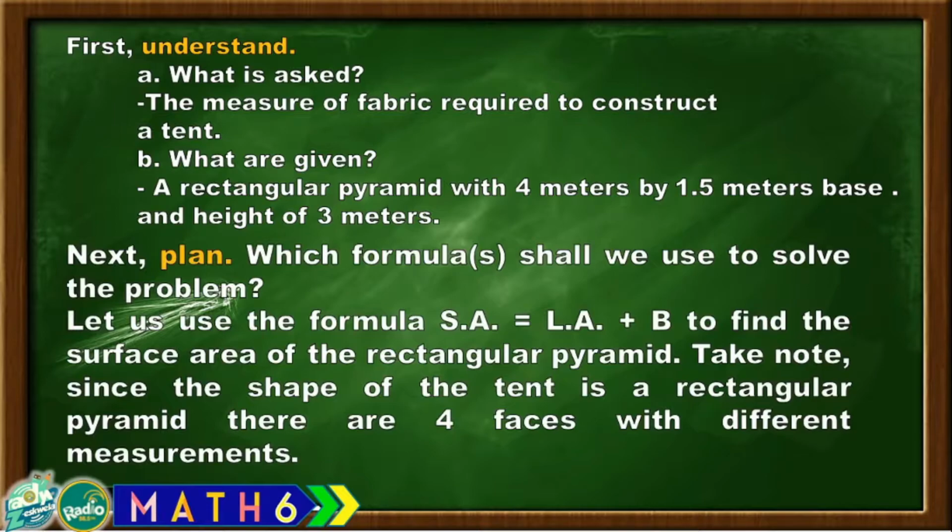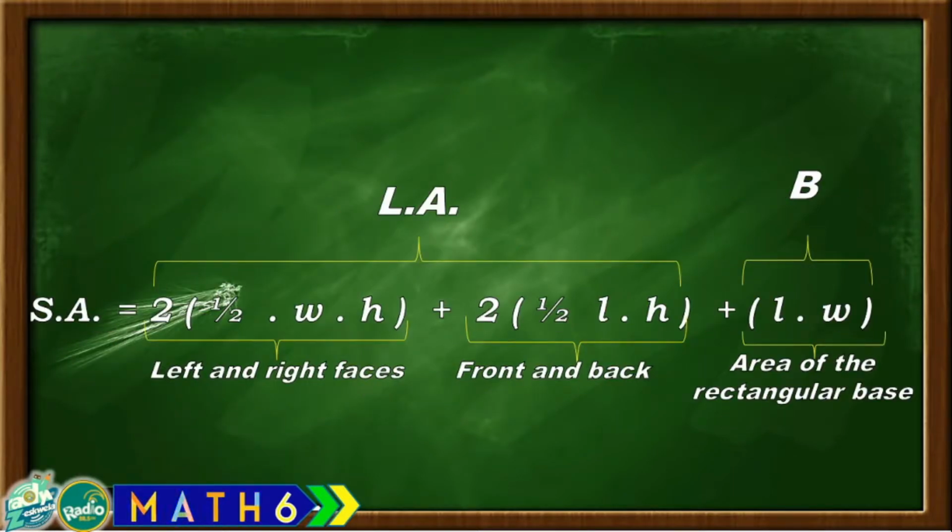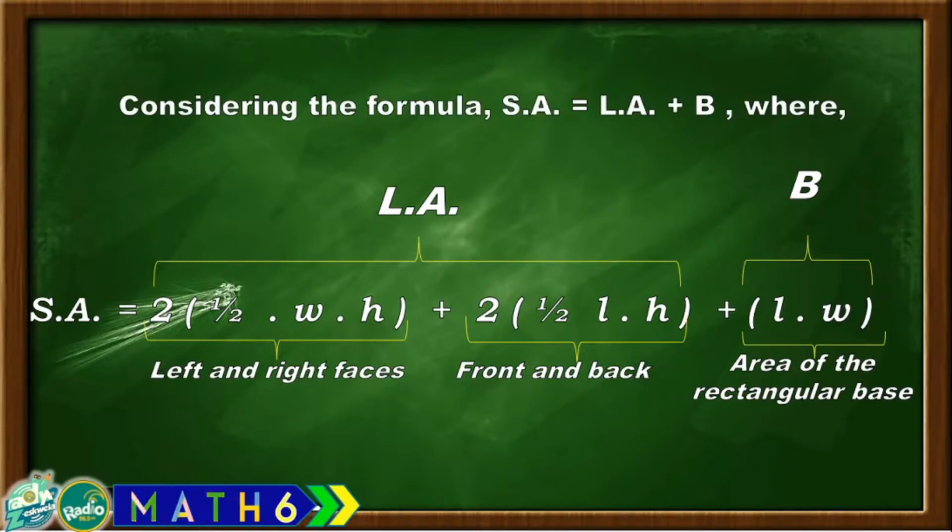The next thing that we need to do is to plan. Which formula or formulas shall we use to solve the problem? Very good! We are going to use the formula surface area equals lateral area plus base to find the surface area of the rectangular pyramid. Take note, since the shape of the tent is a rectangular pyramid, there are 4 faces with different measurements. Left and right faces have the same measure. Front and back faces have the same measure too.